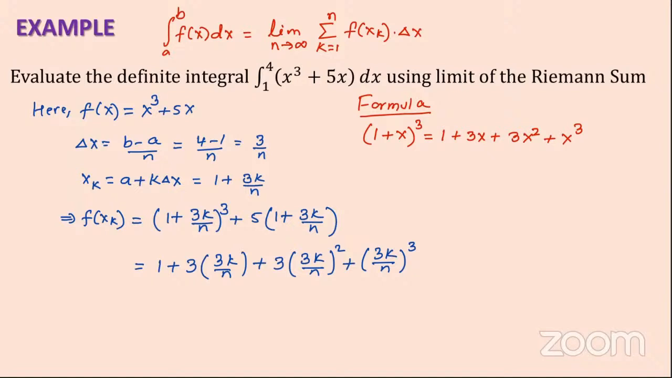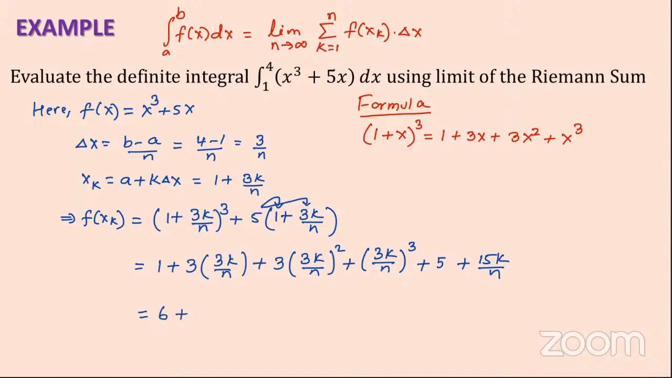Now the second one, we have to distribute that 5. So if you distribute that 5 in the second one, what do we get? 5 times 1 is 5, and then plus 15k over n. Very good. Now let's combine the like terms. We have 1 in front, and second last term is 5. How much is 1 plus 5? 6. Let me write that 5 a little nicely. So that becomes 6.